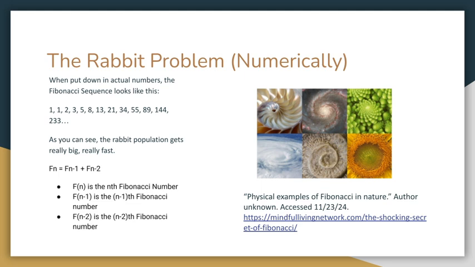Say, for example, Fn is F6, which is the 6th term in the sequence. Since Fn minus 1 is the previous number before 6, that would make it the 5th term in the sequence, and Fn minus 2 would be the 4th term in the sequence. Whatever the number of the term is in the sequence is what goes into the equation. So F6 equals F5 plus F4 turns into 8 equals 5 plus 3.